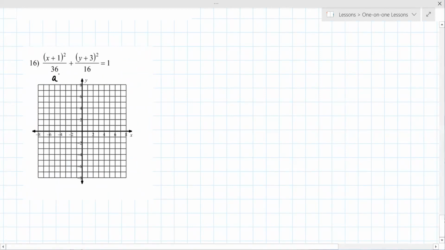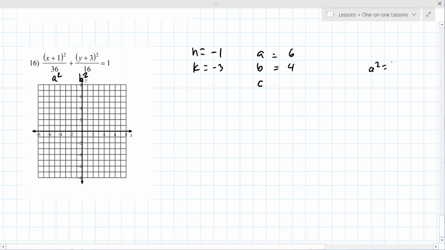This is A because it's bigger. So we need those three letters. We need H, K, A, B, and C. So H is -1. -1 makes this 0. K is -3. -3 makes that 0. A is 6. B is 4.